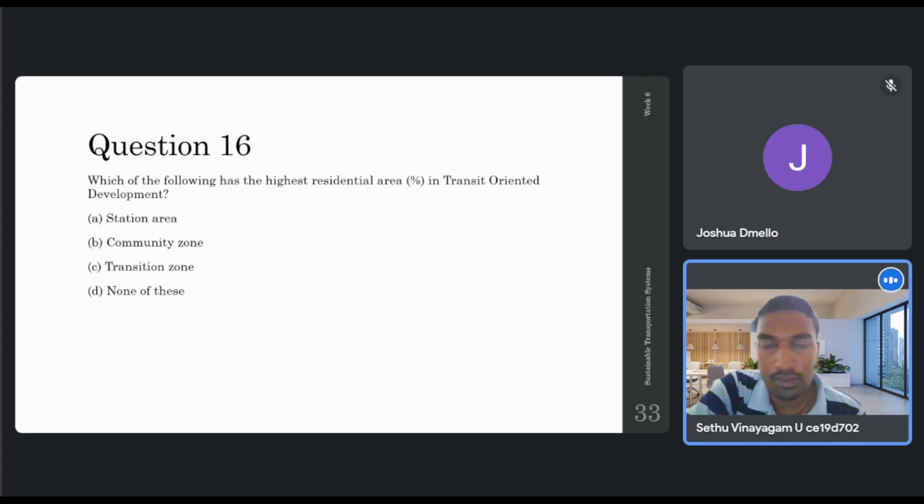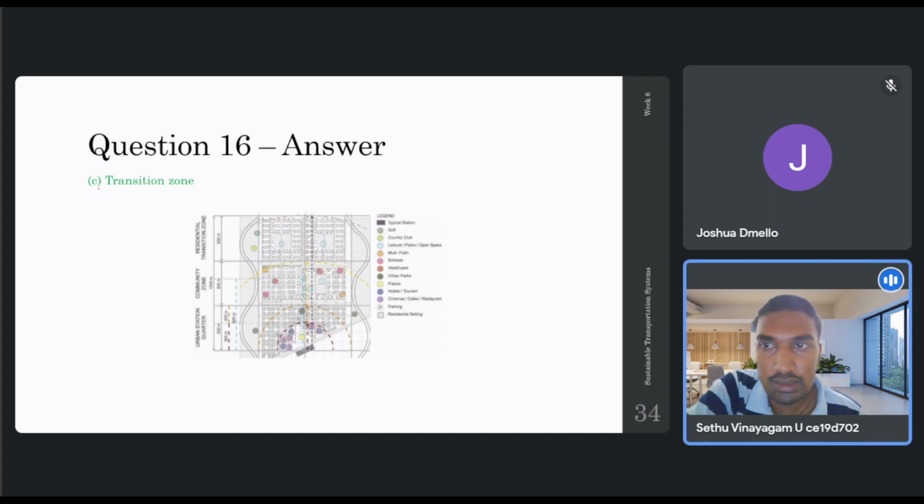Yeah, so we have a vote for option C, transition zone. So the right option is option C, it is the transition zone. As we already looked at these three different zones, we have the transit station, and in the immediate vicinity we have the station area, right? And then farther from that is the community zone, right? And then away from that is the transition zone, right? This transition zone is also called the residential transition zone, right?